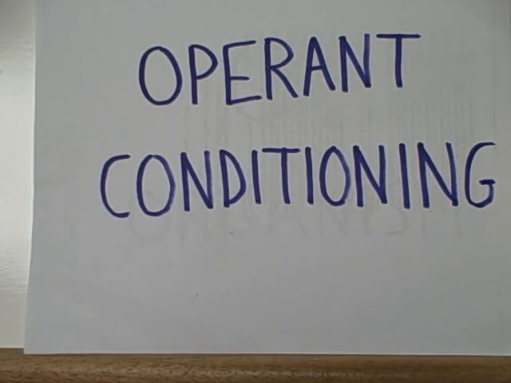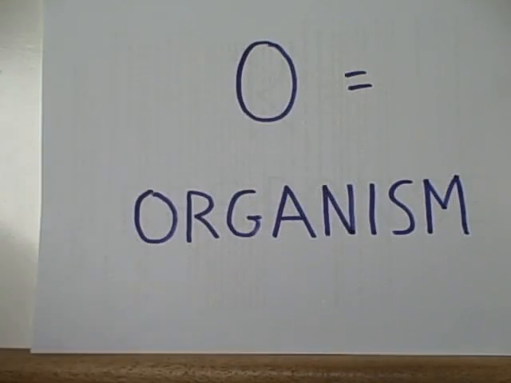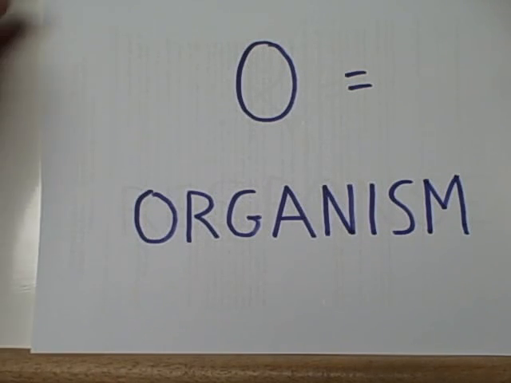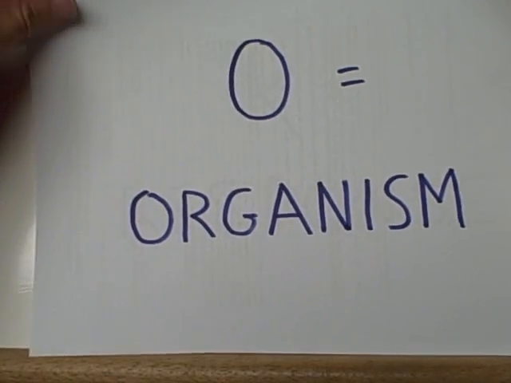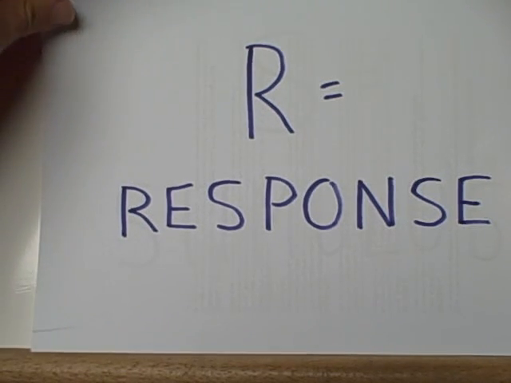Today we're looking at a form of operant conditioning utilizing negative reinforcement. All forms of psychological research must identify some of the essential components of that research, such as the organism, the person or animal that is being studied, and the response of that organism, behavior.